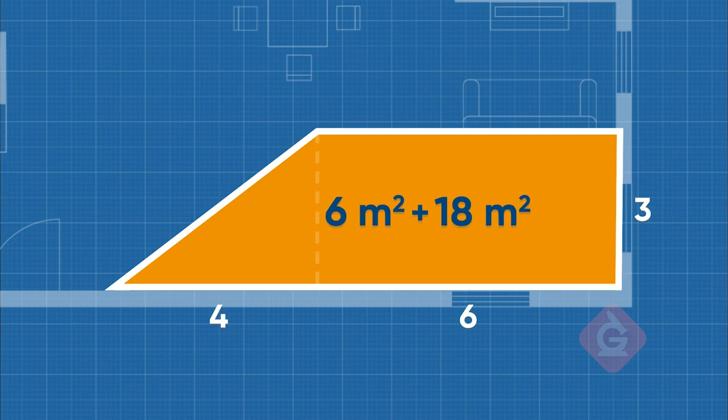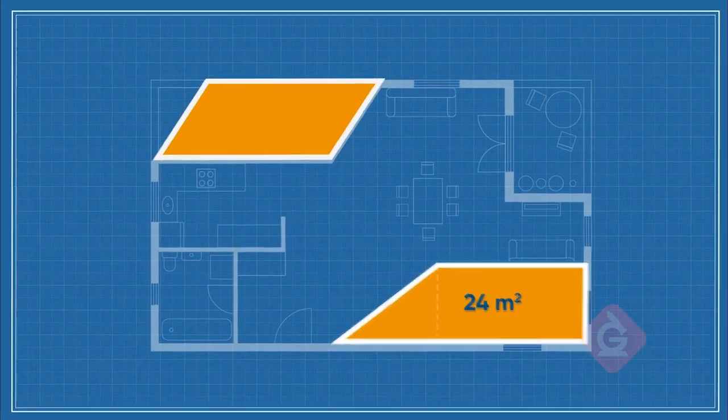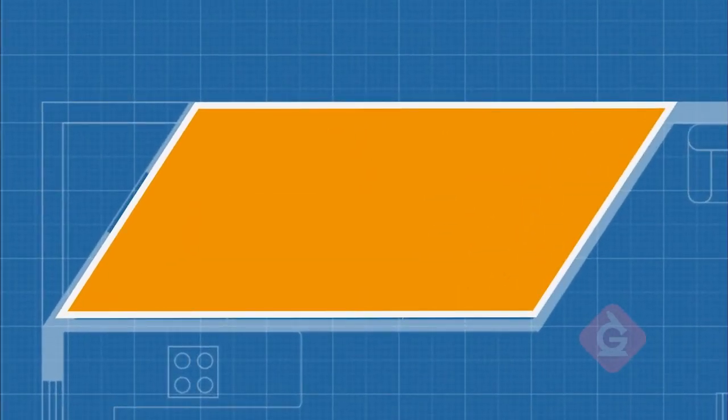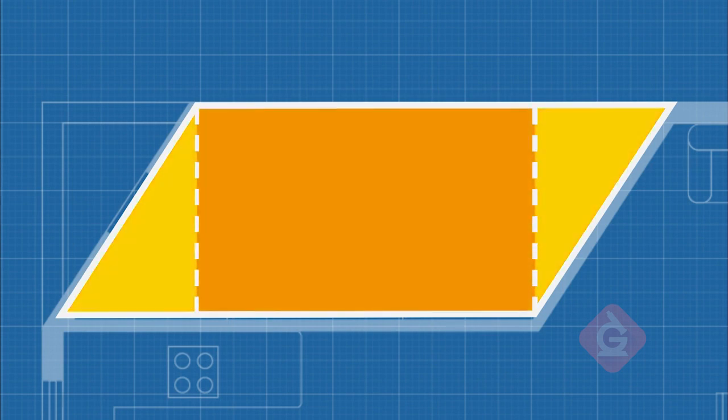6 plus 18 equals 24 square meters. Exactly. Now let's find the area of the parallelogram room. It looks like we can decompose the parallelogram into 1 rectangle and 2 triangles.